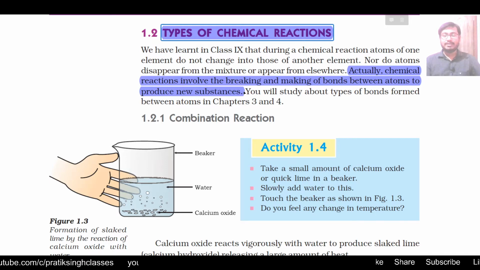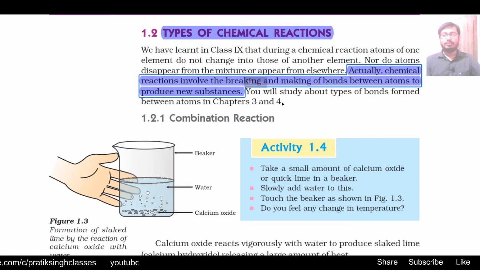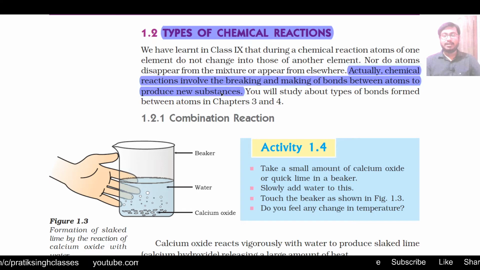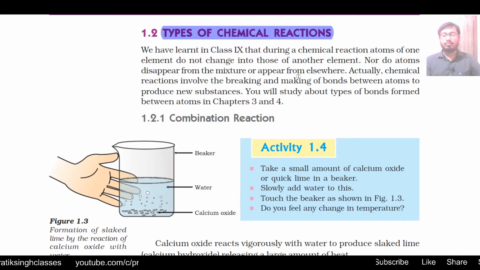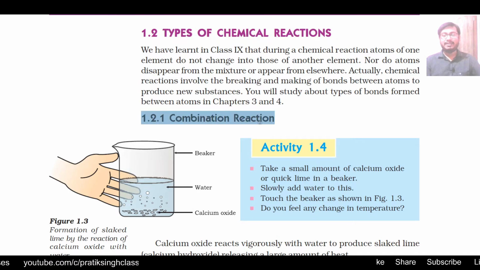All right, you will study these types of bonds formed between atoms in chapters 3 and 4. So about bonding we will see in the next chapters. Now let us see section 1.2.1, combination reaction.